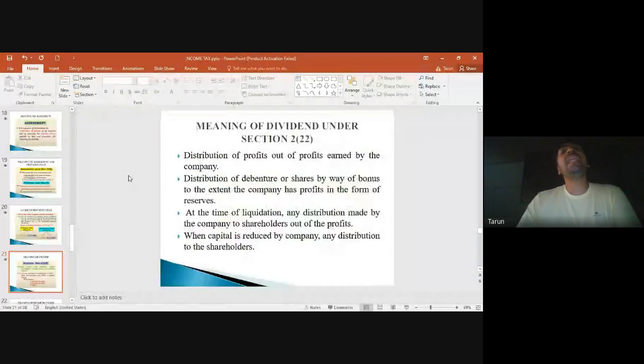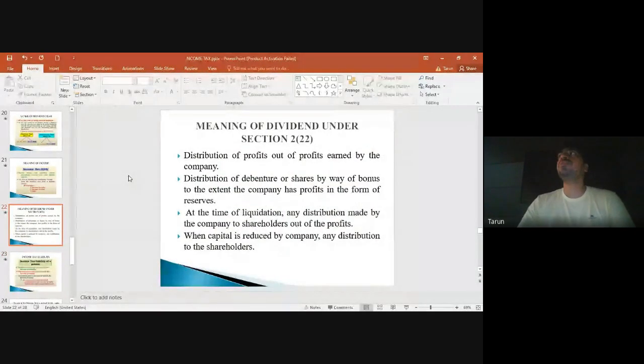That is the meaning of dividend under section 2 subsection 22.